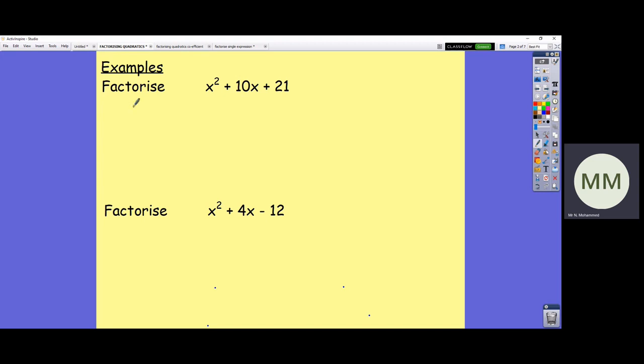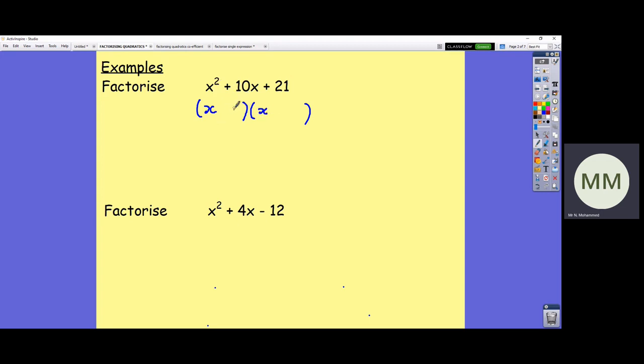Previously, we looked at factorizing an expression into a single bracket. Today, we're going to look at factorizing into a double bracket. So this expression here, x squared plus 10x plus 21, can be put into a double bracket like this. Both of the brackets will start with an x. Why? Because x times x would give me that x squared term.